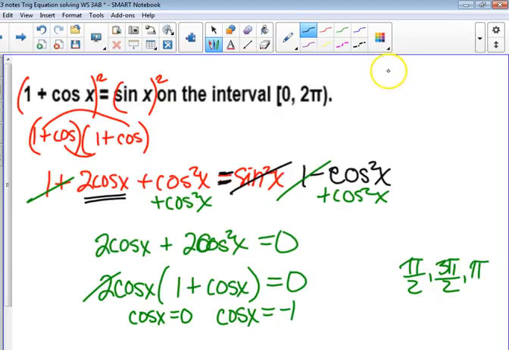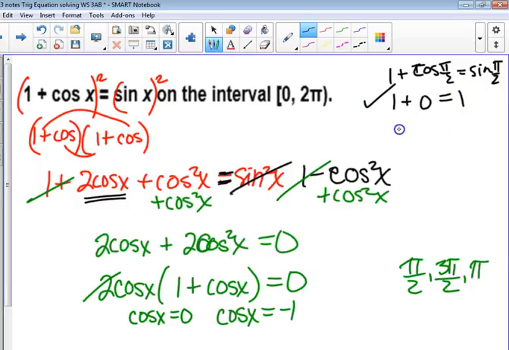I want you to help me put these in. 1 plus pi cosine pi over 2 equals sine pi over 2. Look at your unit circle real quick. What is the cosine at pi over 2? Sine at pi over 2. Does that one work? Okay.